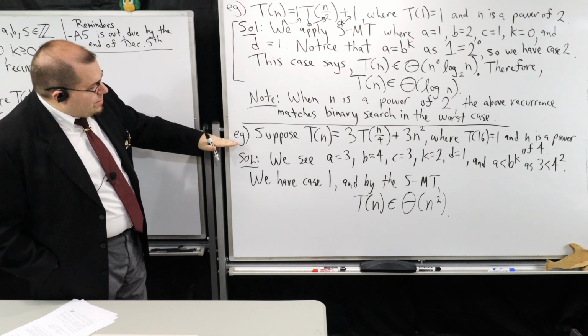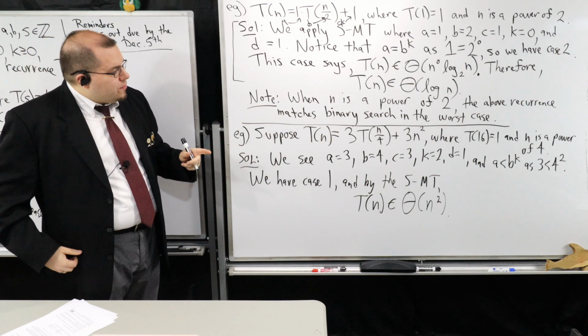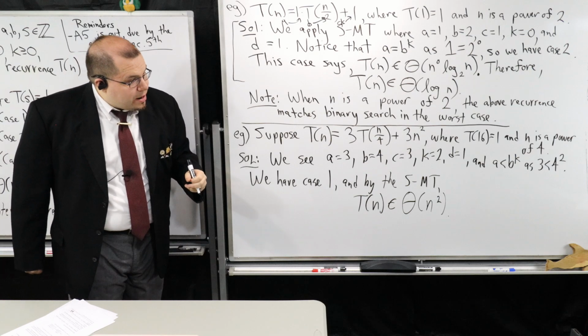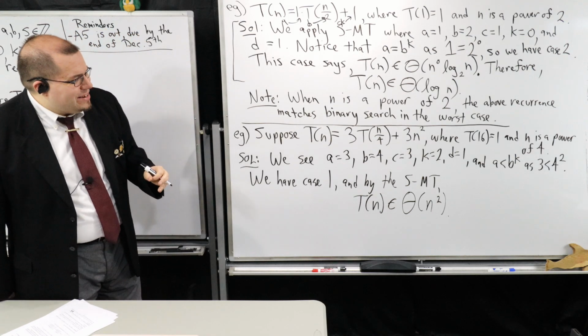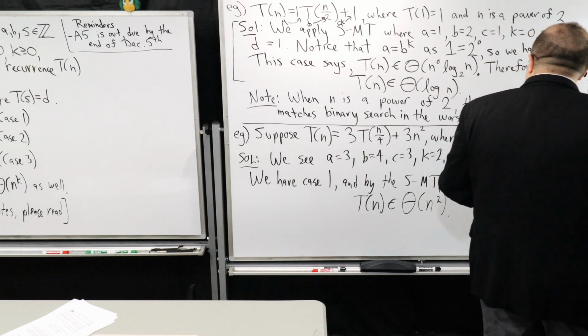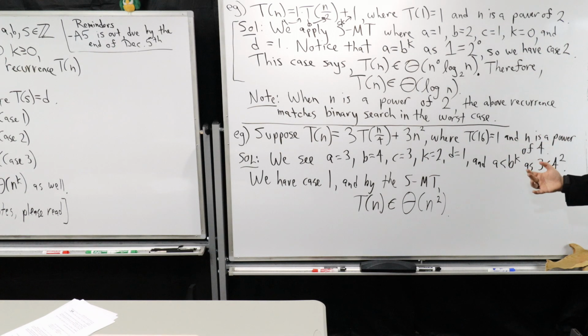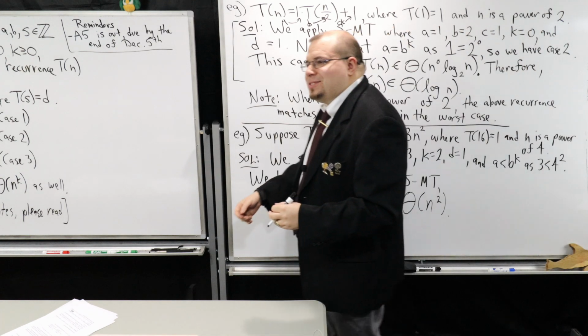So here's another example. Suppose I give you T of n is equal to 3T of n over 4 plus 3n squared, where T of 16 is equal to 1 and n is a power of 4. Now, just as a small remark, you can't always have it where there are smaller terms like T of 0 or T of 1 or other things like that. That's also okay.